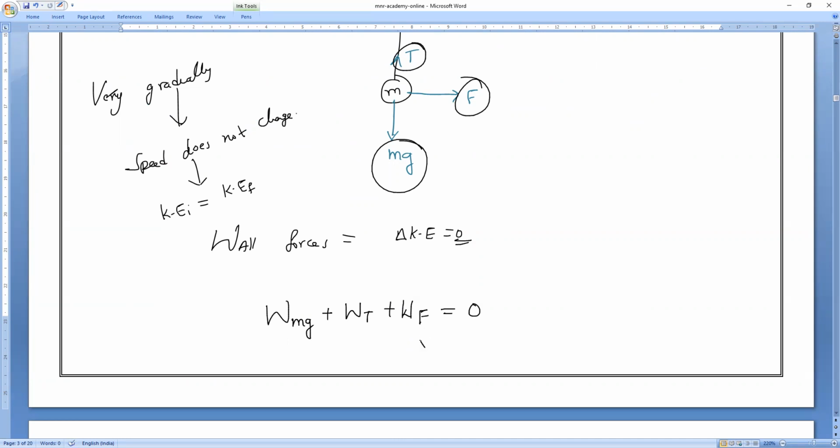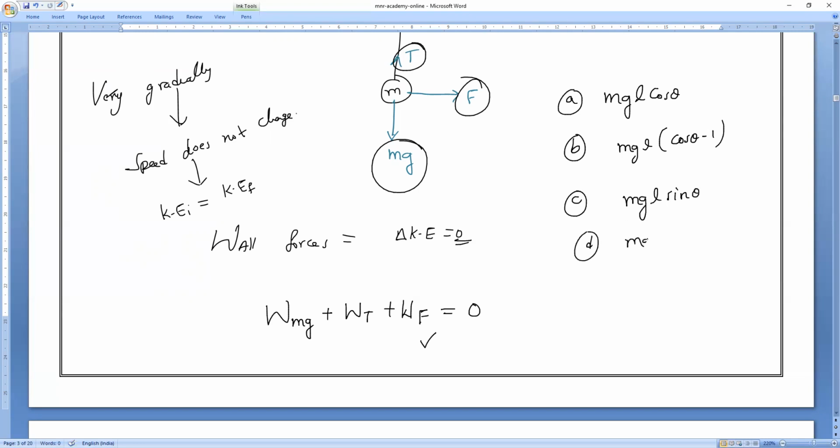Now actually what is our question? We have to find the work done by the applied force. Am I right or wrong? Option A, MGL cos theta. Option B, MGL cos theta minus 1. Option C, MGL sin theta. Option D, MGL 1 minus cos theta.